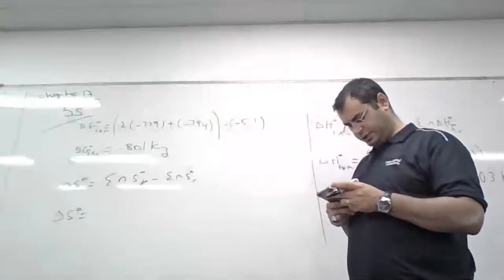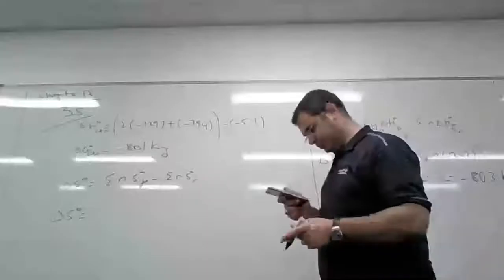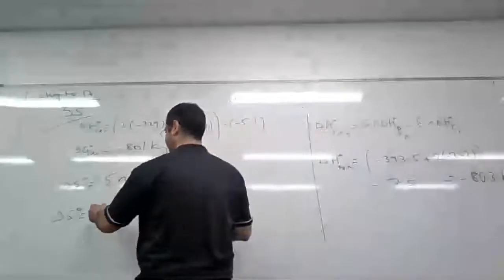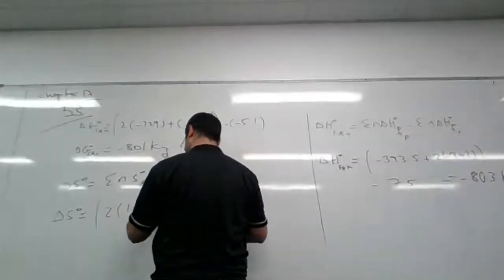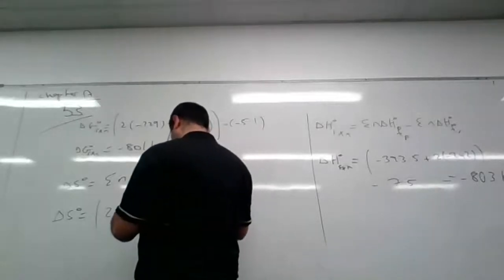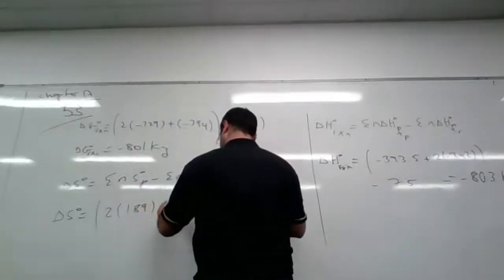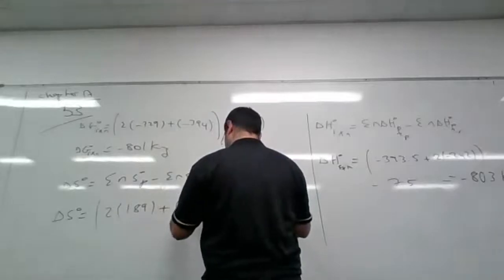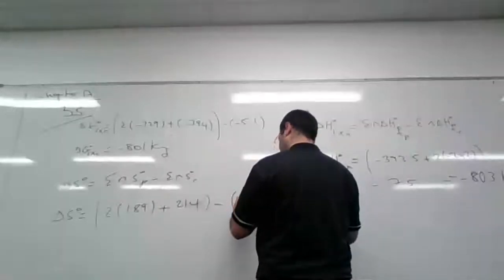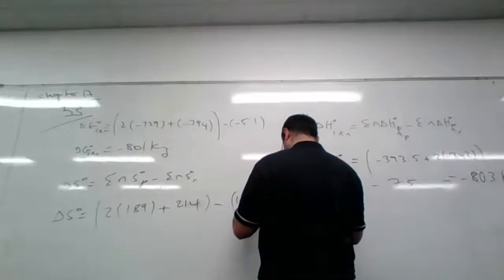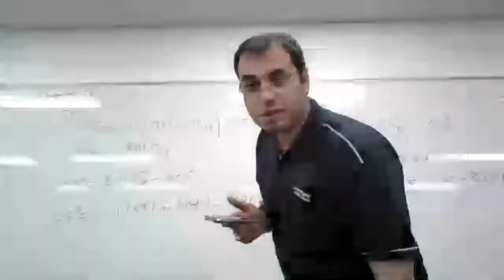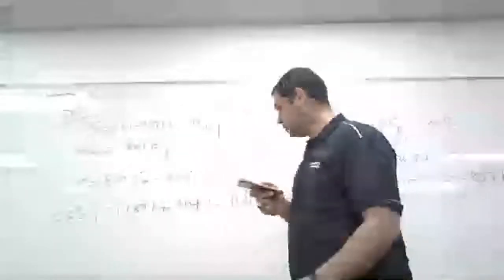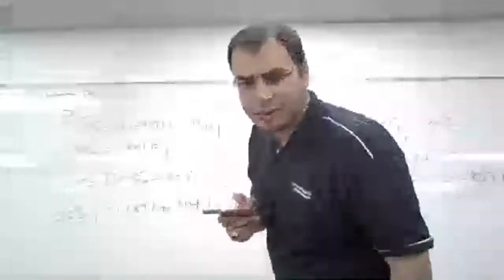Delta S is equal to what now? 2 times 89 plus, what is it? 186 plus 2 times 2.